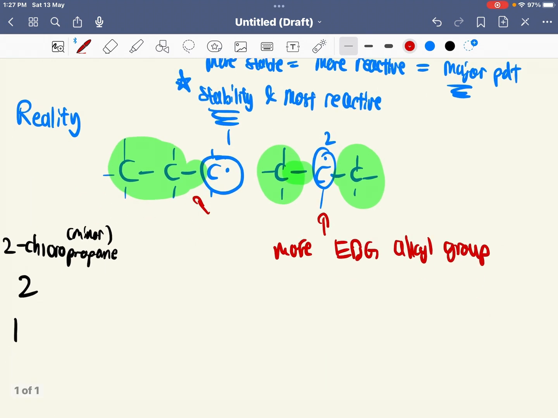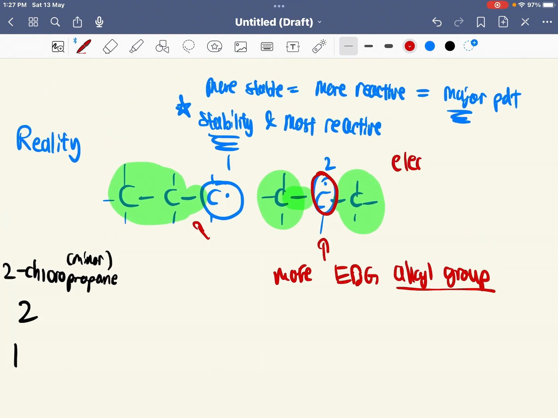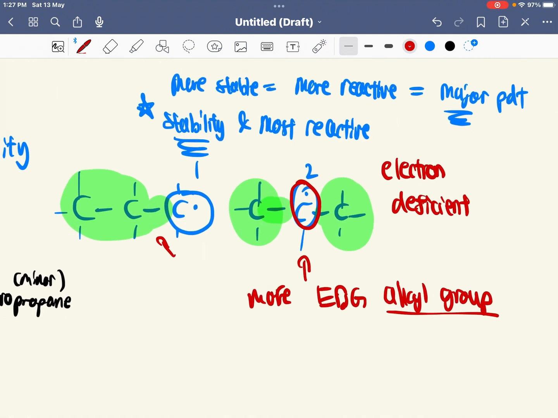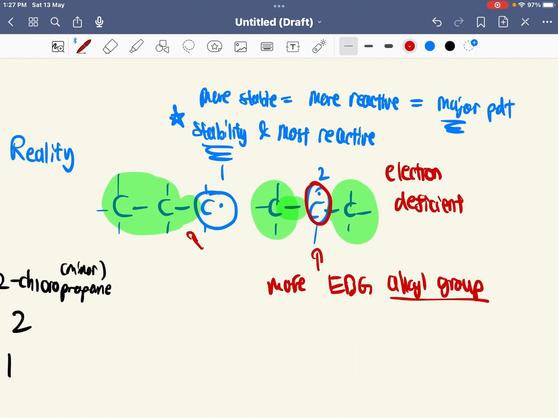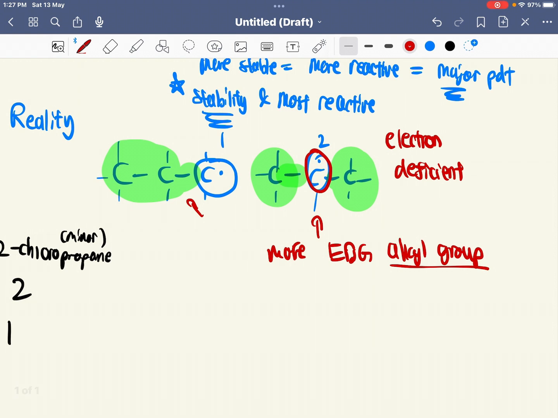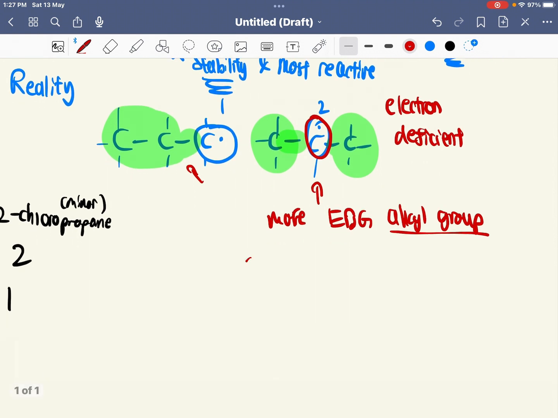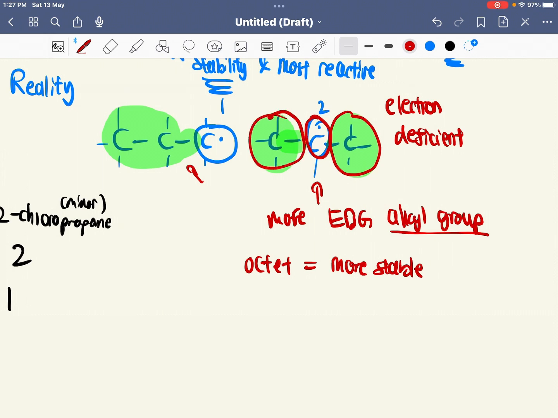So what does it mean when I have more? Remember, alkyl groups are electron donating, and my carbon radical does not have an octet configuration, so it is electron deficient. If I want to stabilize it, I need to make it more so. When you have an octet configuration, you're more stable, right? So just for an idea, octet equals more stable. So what can I do to make it more octet-like? When I have more electron donating alkyl groups attached to my carbon radical, it's going to become more stable in a sense.